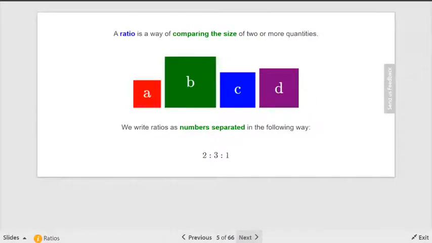Okay, so here we go. This is a ratio. A ratio is simply a way of comparing the size of 2 or more quantities. So you look here, we have these 4 boxes, A, B, C, D. We write ratios as numbers separated in the following way. So this one is 2, 3, 1, separated by colons. That's how you know that it's a ratio. You will not see that type of notation anywhere unless it's a ratio.